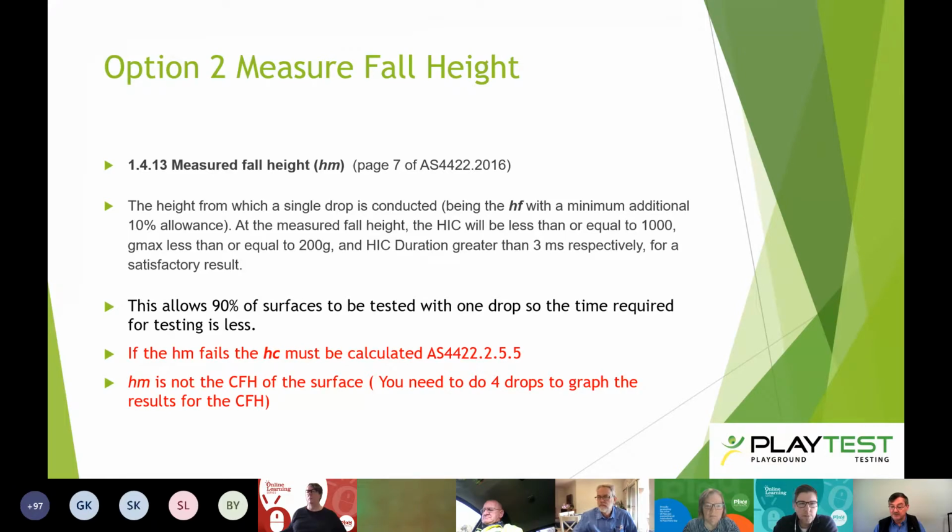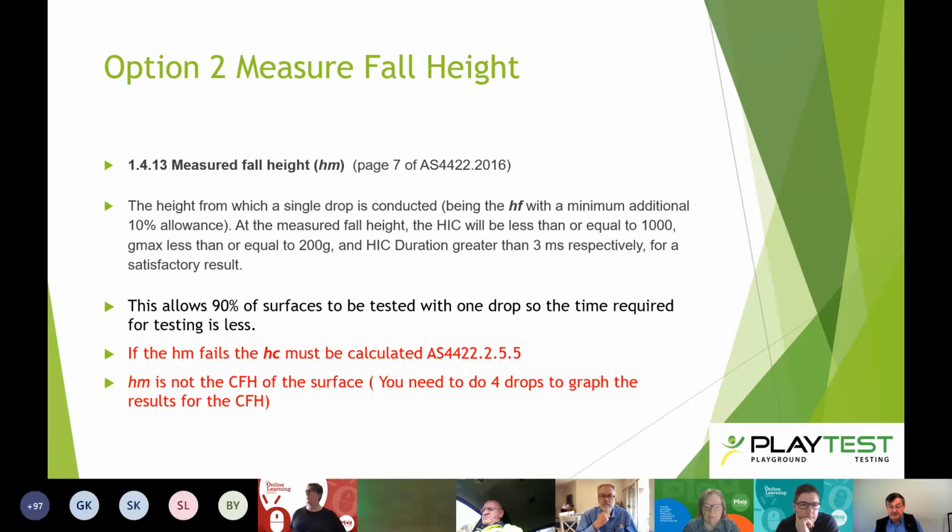There's been a few testers who are confused about this point, and to help improve the definition in the standard, I have amended the standard and submitted it, as I'm trying to get an amendment through to 4422 to remove any ambiguity in the standard. So we just put a couple of sentences in there to try and clear this up a bit better. It was a bit hard to understand that if the HM fails, the HC must be calculated, which is up there in red on the screen, the HC being the critical fall height. So people didn't realise it.